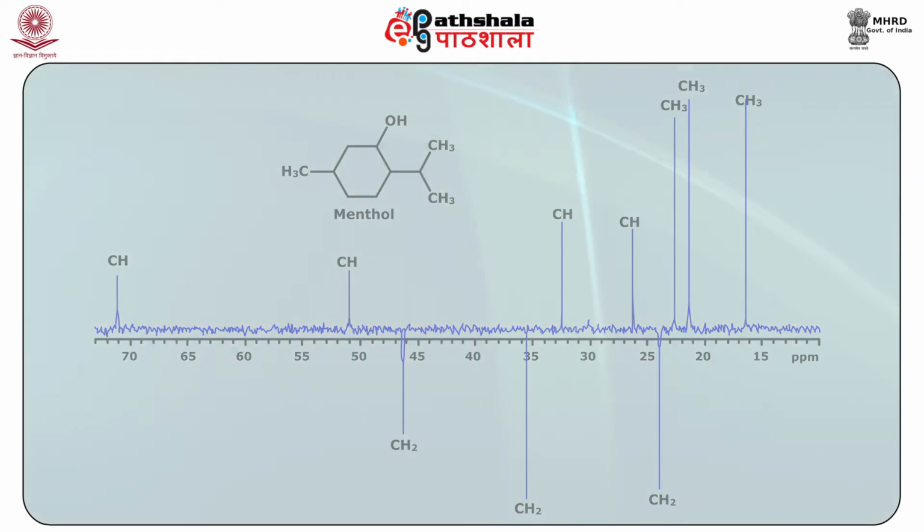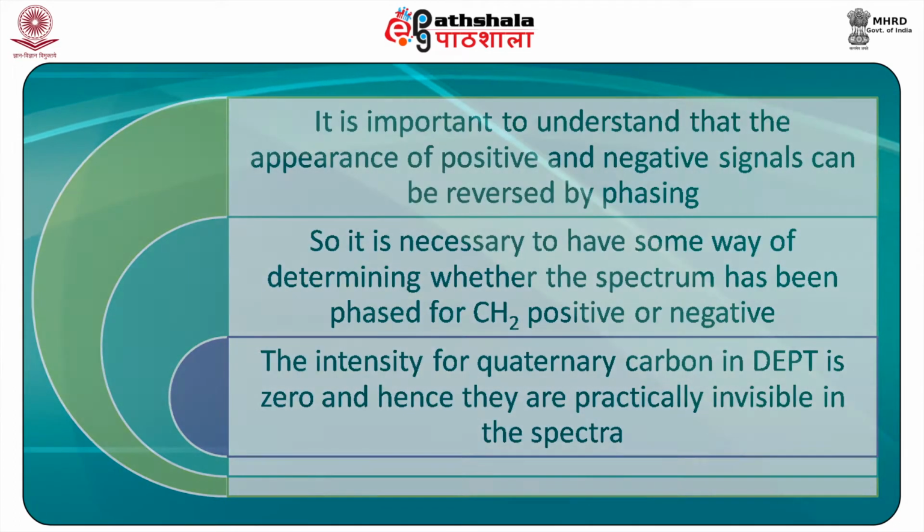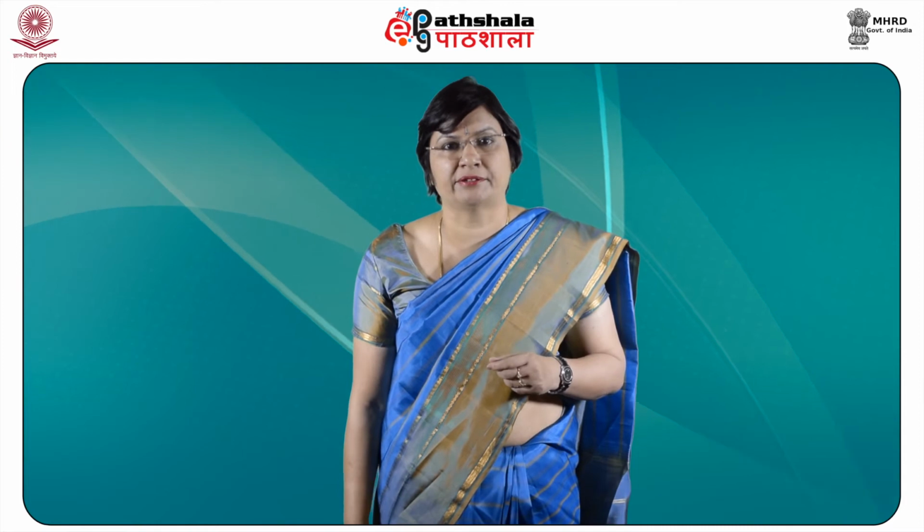It is important to understand that the appearance of positive and negative signals can be reversed by phasing. So, it is necessary to have some way of determining whether the spectrum has been phased for CH2 positive or negative. The intensity for quaternary carbon in DEPT is 0, and hence they are practically invisible in the spectra, and that is the reason why the complexity is reduced and you get a comparatively simple spectrum.